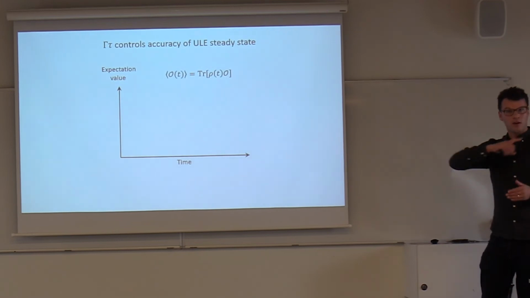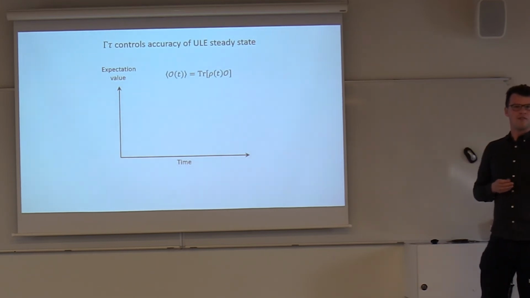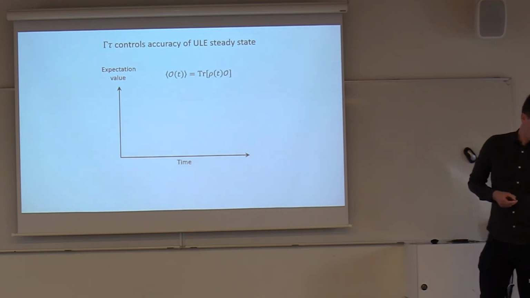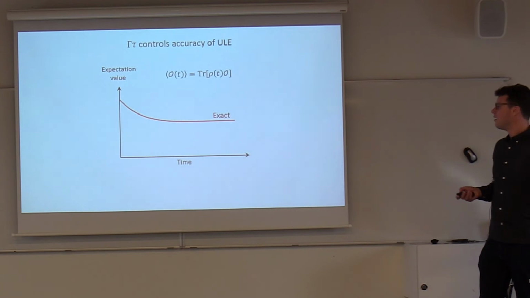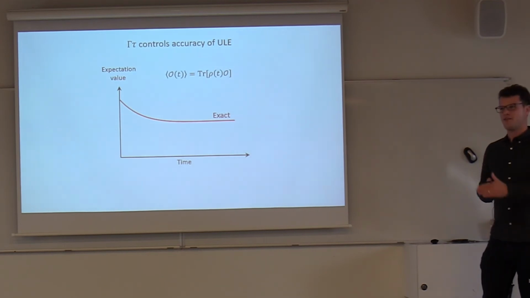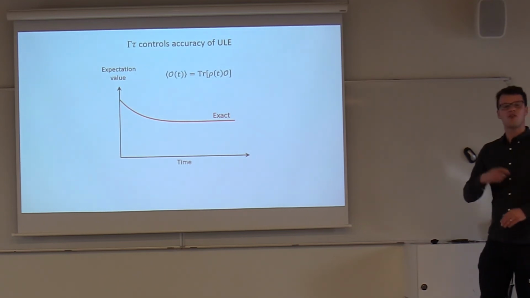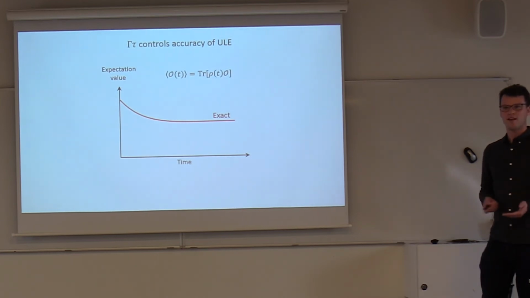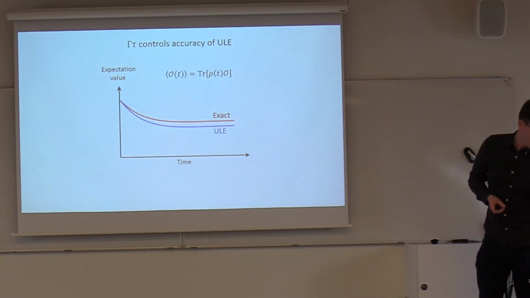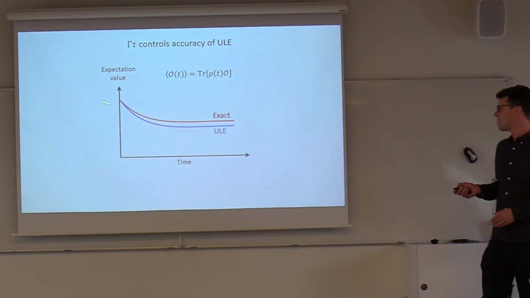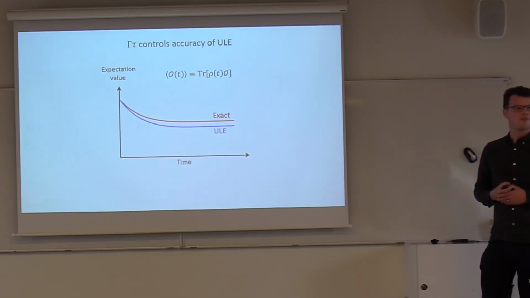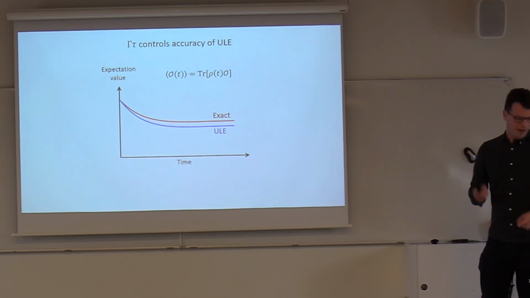And we're able to quantify this. Suppose you solve this master equation. We know that if we have an open quantum system, the true density matrix will saturate at some steady state. So there is an exact expectation value of your operator. And then you can try to solve the same problem using this master equation, which you call the ULE. And now you can ask yourself, what's the deviation in the expectation value between the exact result and the one obtained using the master equation? And we're able to bound this.